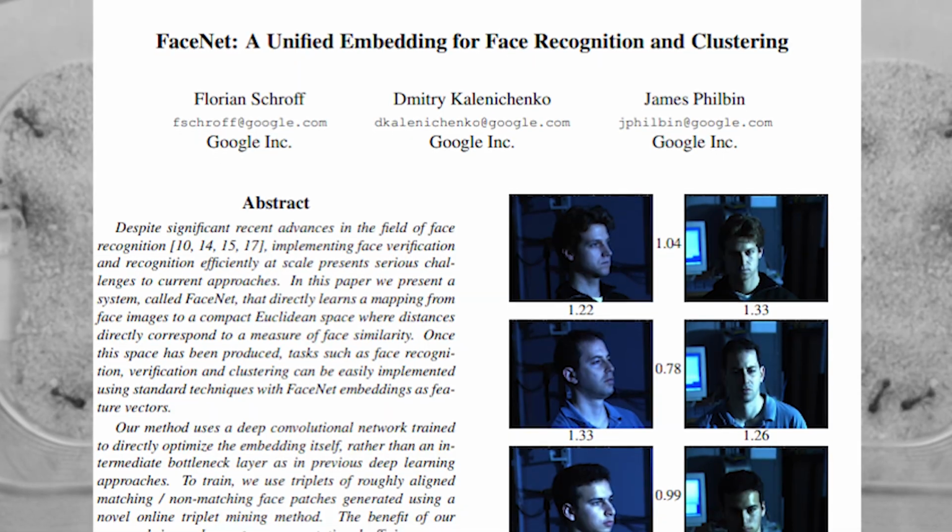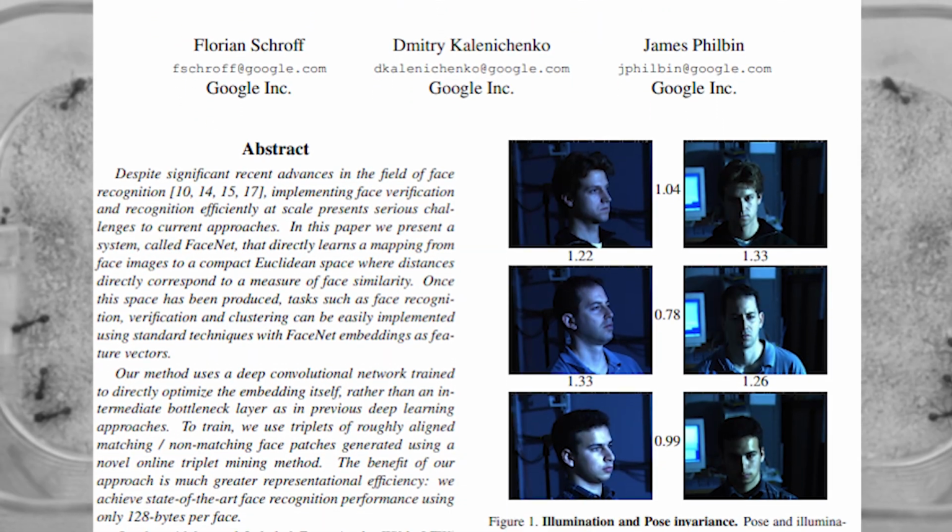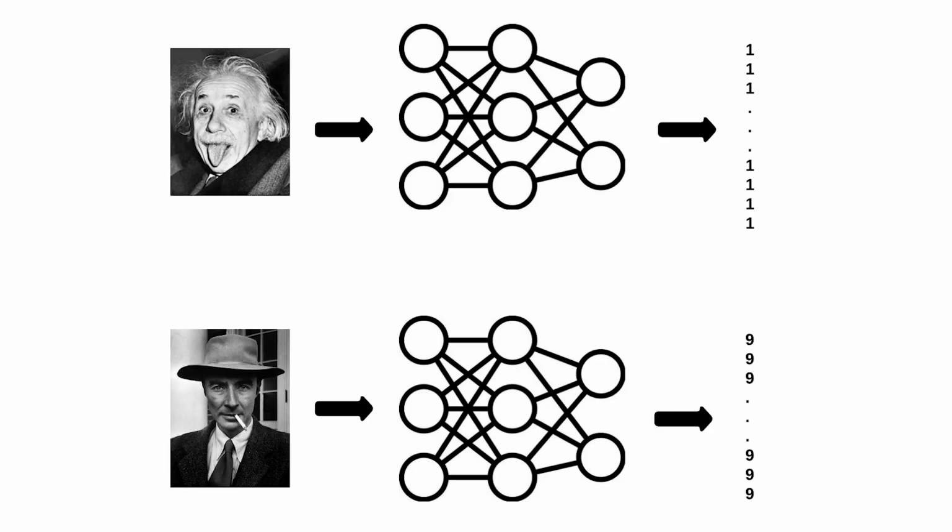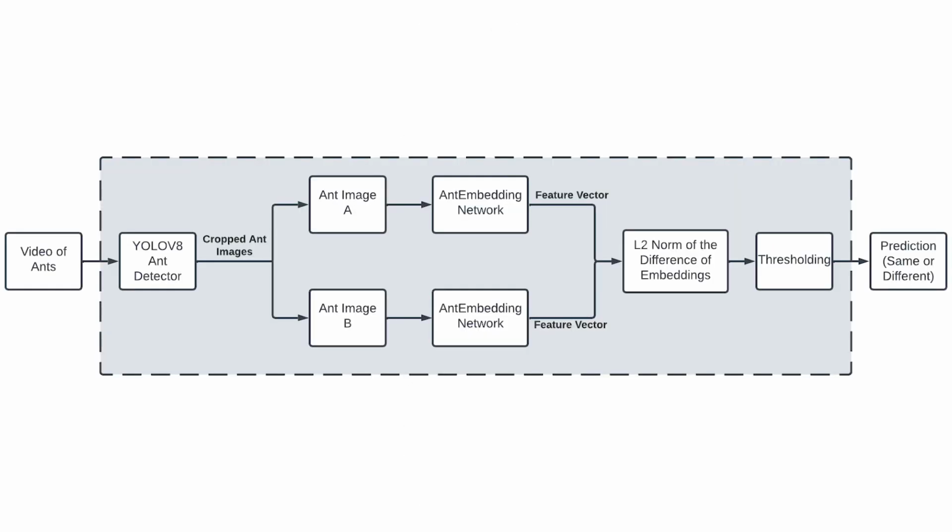To identify the ants, I followed an approach based off the ideas presented in Google's FaceNet. FaceNet uses a neural network to output a feature vector or embedding that represents a face. By comparing the embeddings of two different images, you can begin to predict if faces in the image are the same or different by means of clustering or thresholding. My pipeline was structured using the thresholding approach.